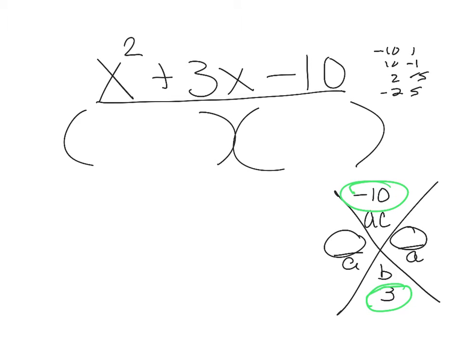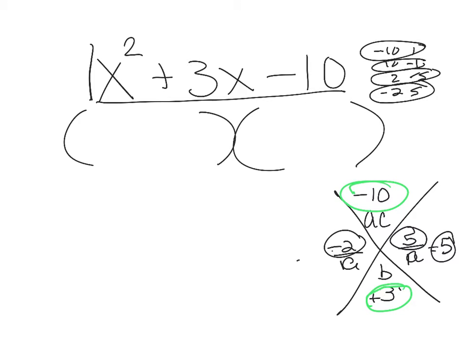So you're looking for the pair that, if I added those numbers together, would give me positive 3. Well, negative 2 plus 5 is positive 3. So we're going to use that set of factors. The coefficient of x squared is a, and a is 1, so we're going to divide each of these by 1. 5 divided by 1 is 5, and negative 2 divided by 1 is negative 2.